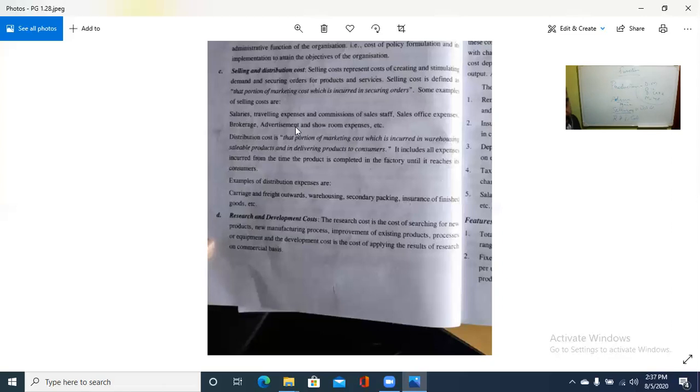Second is based on the function, the functions performed by each and every cost.